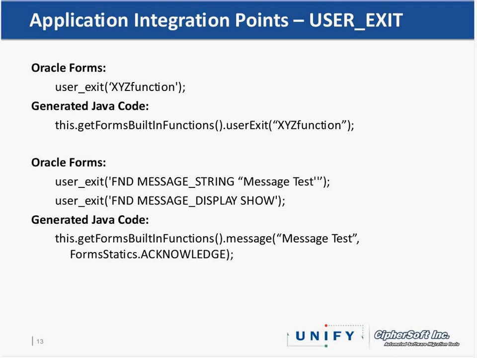In the generated Java code, it's actually a similar line. You can see the name of the function, XYZ, is maintained. In the second example, the user exit commands are being used to find the text message test and then display it when found. The one thing I want to pause and point out here is how the function names are maintained even in the conversion.